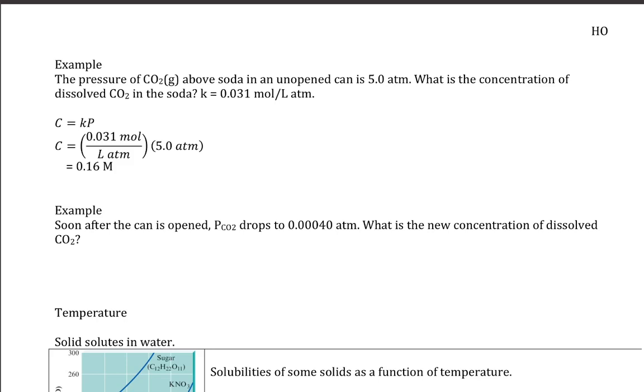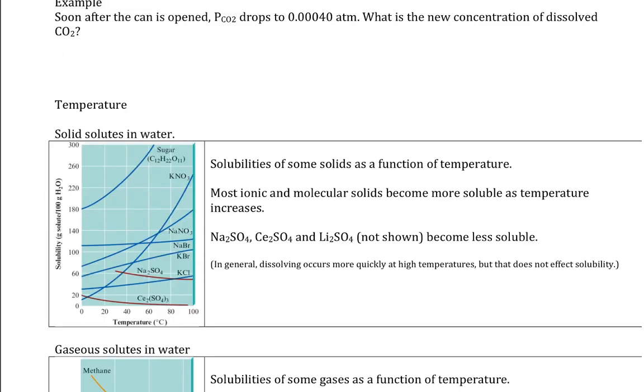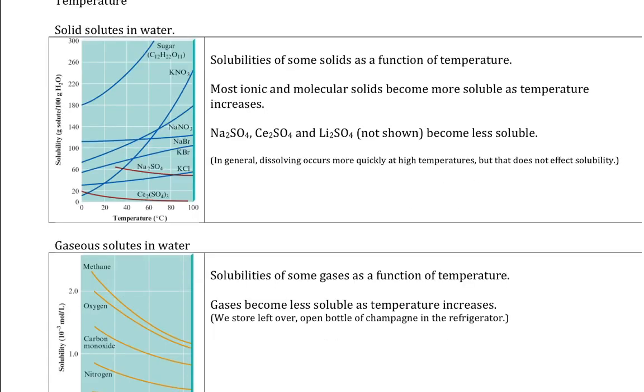So we have C is equal to KP. C is equal to 0.031 moles per liter atmosphere times 5.0 atmospheres, and we end up with 0.16 moles per liter, or 0.16 molar. If we increase the pressure above the liquid, then we could get even more dissolved CO2 in the liquid. Of course, we'd have to increase the pressure of CO2 above the liquid. Here's an example for you to look at later. Okay, the next factor that we will talk about that affects the solubility of a solute in a solvent is temperature.